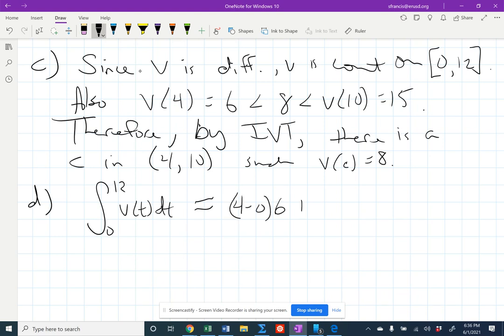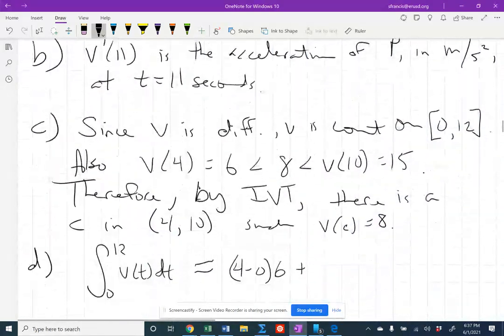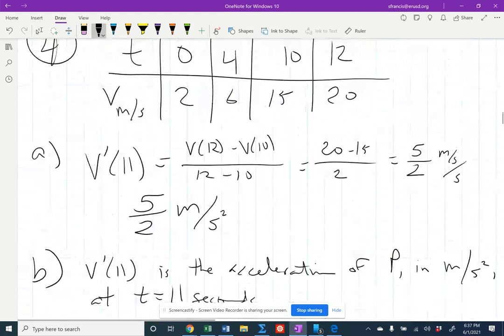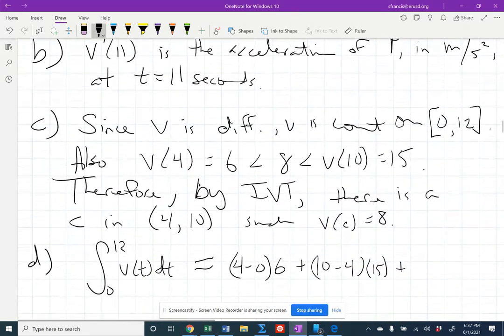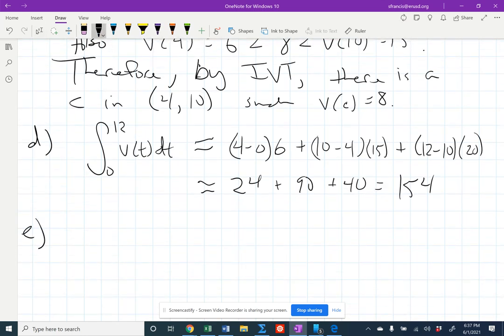The right endpoint is 6. The next interval is from 4 to 10, and the right endpoint value is 15. The last one goes from 10 to 12, and the right is 20. 12 minus 10 times 20, and you can stop there. You don't even have to work it out, but this is 24, that's 6 times 15 is 90, plus 40, which is 154. Letter E.